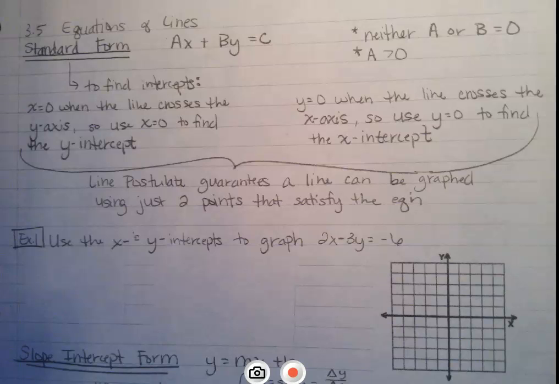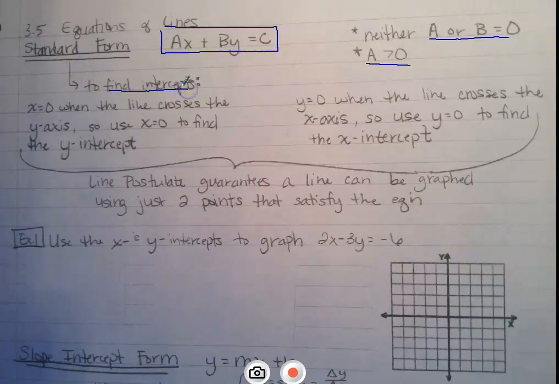Okay, so first up with this, we have standard form, which is ax plus by equals c. You need to remember that neither a nor b can equal 0, and a has to be greater than 0. So that just means we can't have fractions or decimals, right? A has to be a whole number. When we have this, we can find the intercepts of our line.